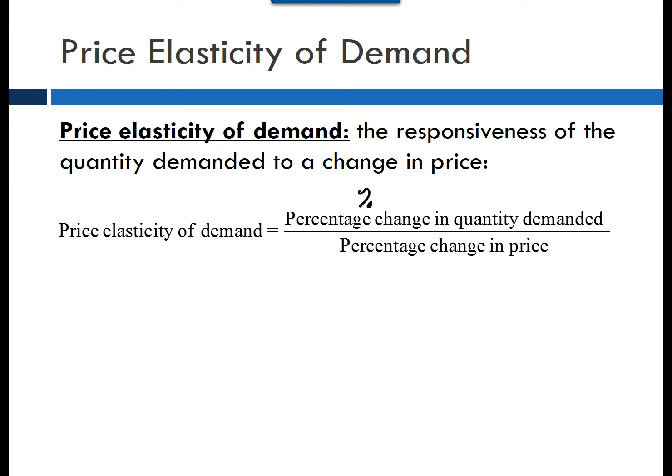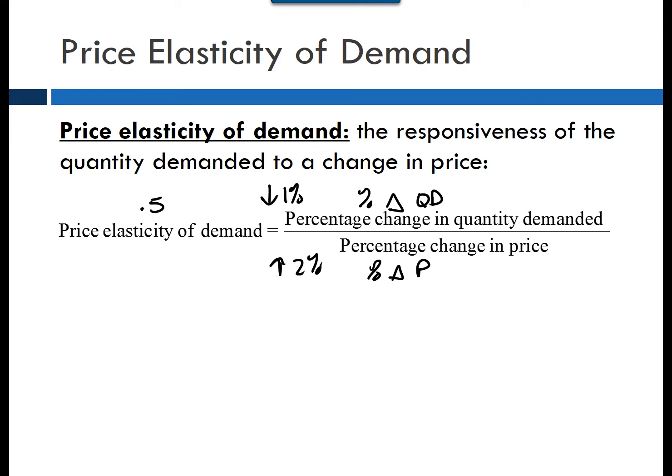So this is the percentage change in the quantity demanded divided by the percentage change in the price. So not the change in the quantity demanded divided by change in price, but the percentage. So for example, if the price went up by 2% and we saw a drop in the quantity demanded of 1%. So a 2% change in price caused a 1% change in the quantity demanded. That would be 0.5, okay?